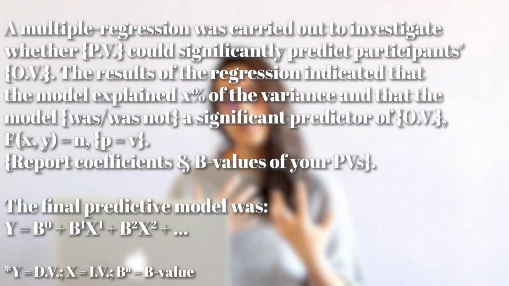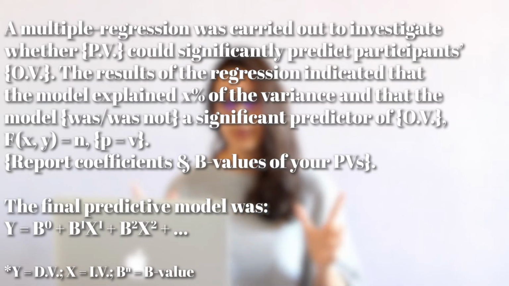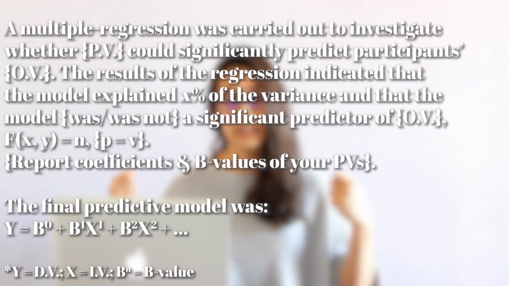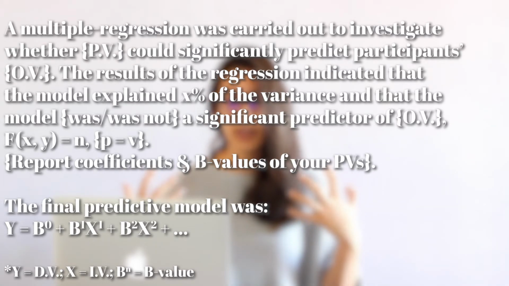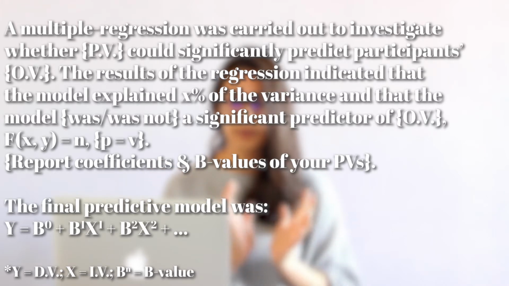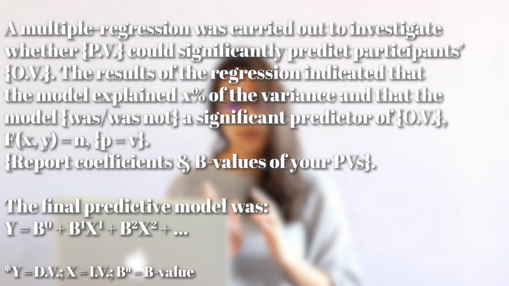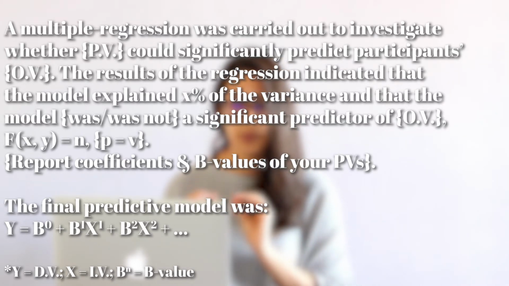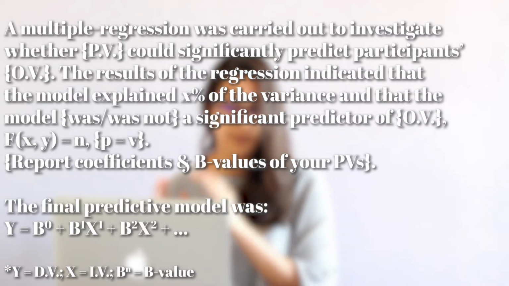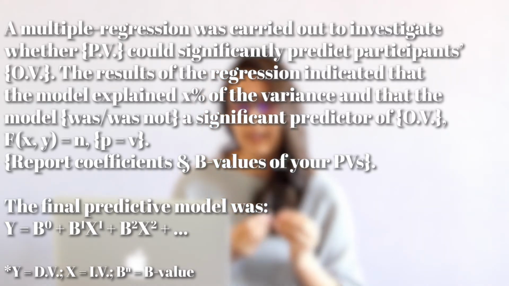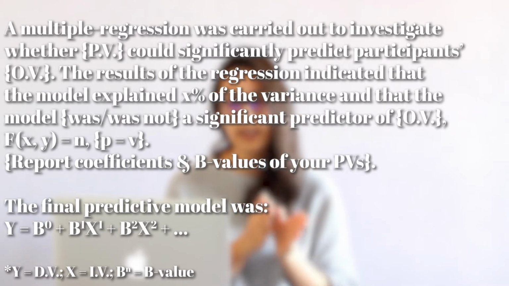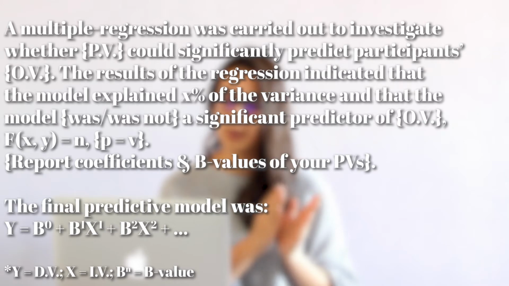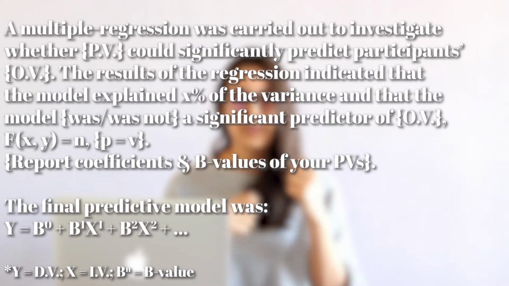In terms of discussing the actual results of your project, you need to be aware that the OU wants you to follow the write-up that they've provided in their multiple regression video almost to the T. A multiple regression was carried out to investigate whether predictor variable could significantly predict participants' output variable. The results of the regression indicated that the model explained X% of the variance and that the model was or was not a significant predictor of output variable. F in parentheses x, y equals n, p equals v. Report the coefficients and b values of your PVs. The final predictive model was y equals b0 plus b1x1 plus b2x2, etc., etc.